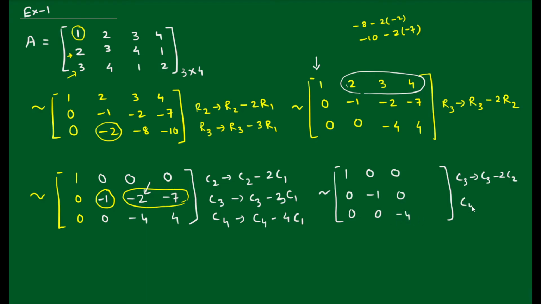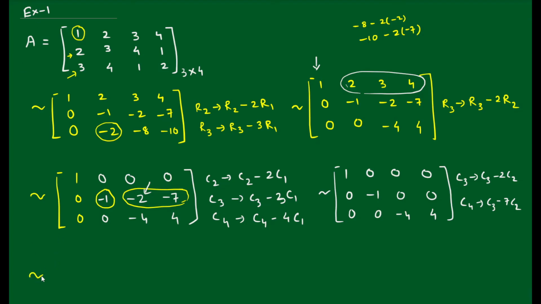And then C4 goes to C4 minus 7 into C2. So it will become 0, 0, and then what? 4. Okay, 0, 0, and then what? 4. Okay, now one more step.